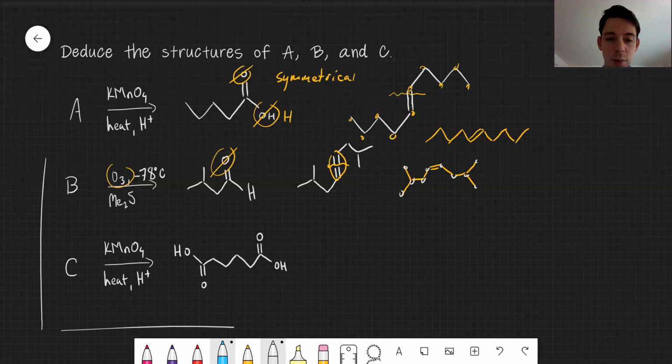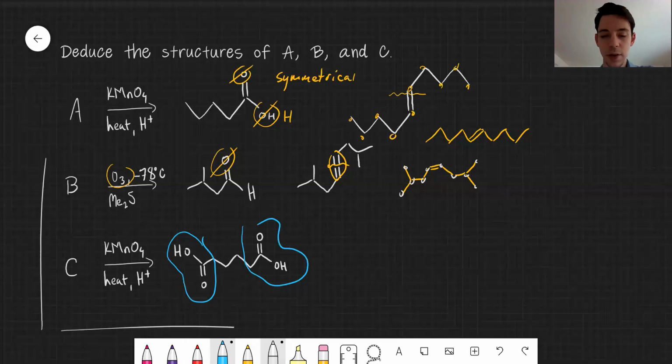Lastly, we've got another product. Again, only one product, which makes it look like this is a symmetrical molecule. But this one's a little bit more interesting because it has two oxidized groups, indicating that this molecule was oxidized at two locations that are still attached to each other.